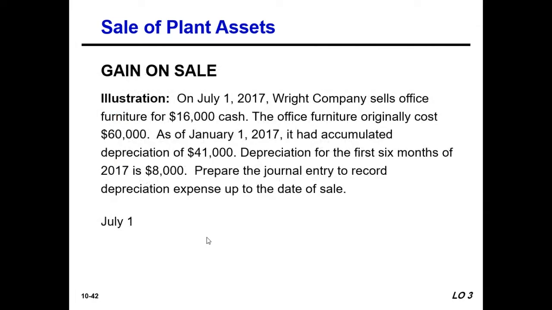Let's look at this example. On July 1, 2017, Wright Company sells office furniture for 16,000 cash. The office furniture originally cost 60,000. So you have an old office furniture, you sell it for 16,000 cash. When you sell something, what do you receive? Cash. Remember, 16,000 debit. I will write it down, I'll come to it.